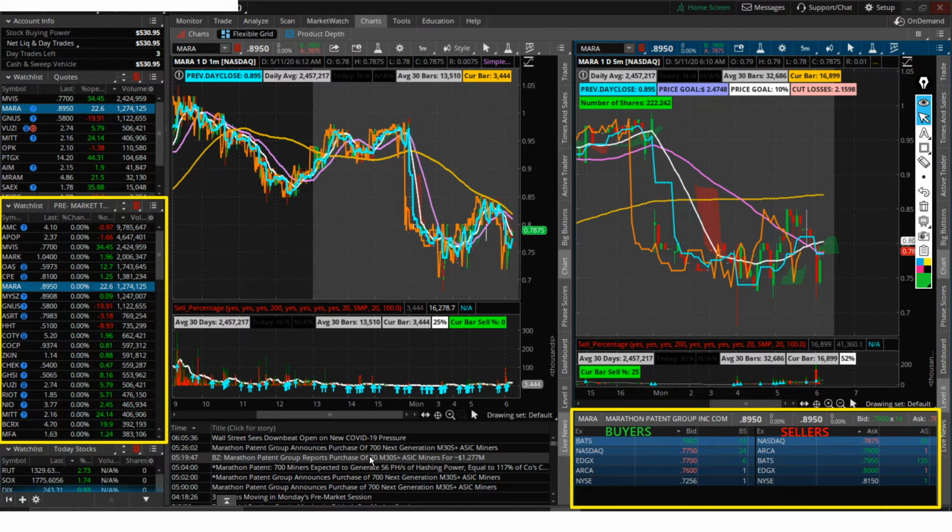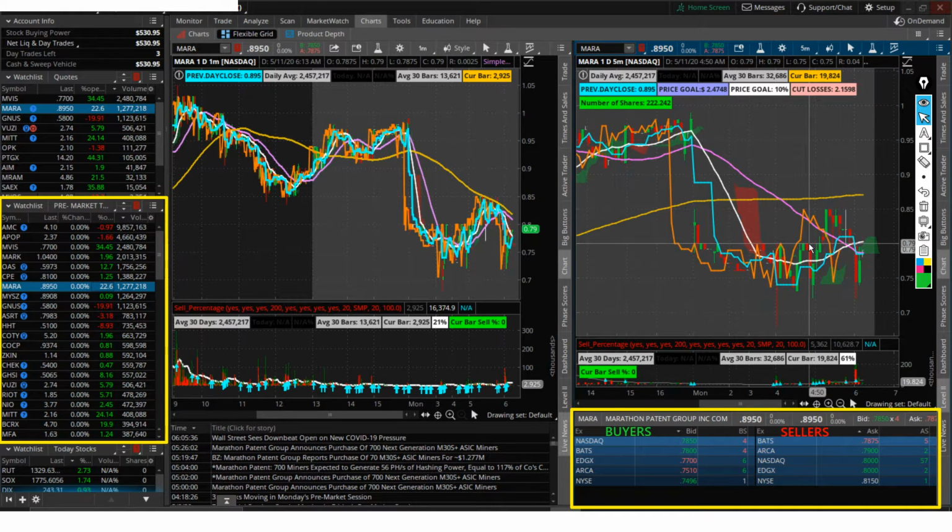They purchased 70 M30s plus ASIC for 1.27 million. And they also, Ameritrade Patent Group announces purchase. Okay, never mind. So yeah, they purchased M30s plus ASIC miners. So that's really good news. But for some reason, the stock did gap down.